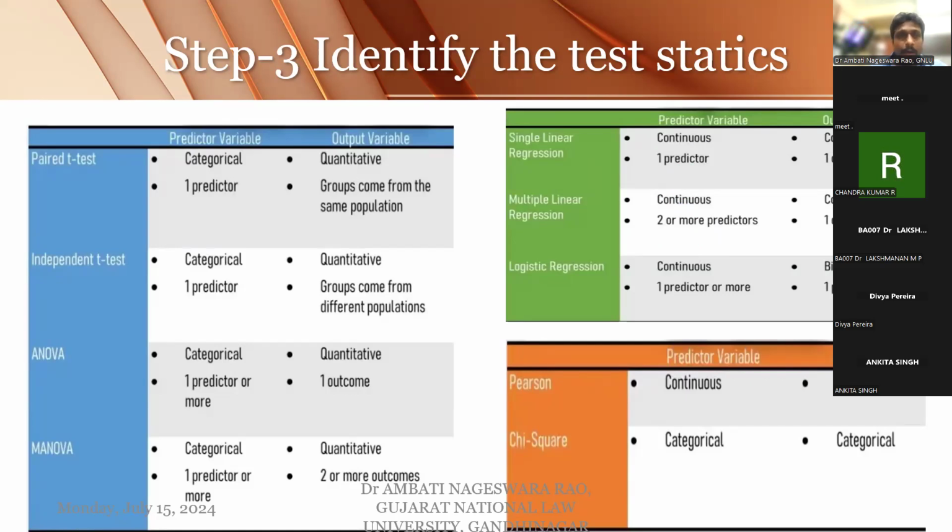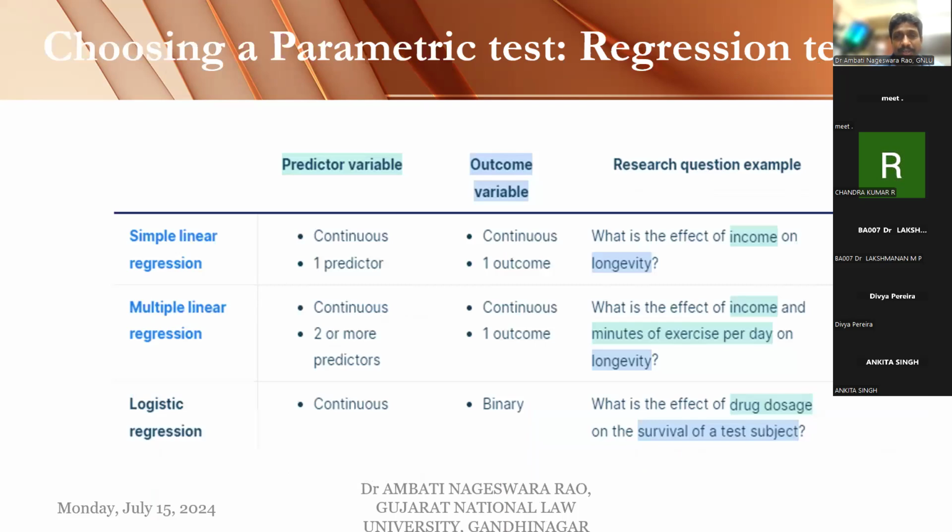For example, if I have two categorical variables, I can go with the chi-square test. If I have only one categorical variable, I can go with the chi-square goodness of fit test. So depending on the type of variables, the level of measurement that you have, one can decide what kind of statistical test to use. I'm sure this particular slide is going to help you much further.